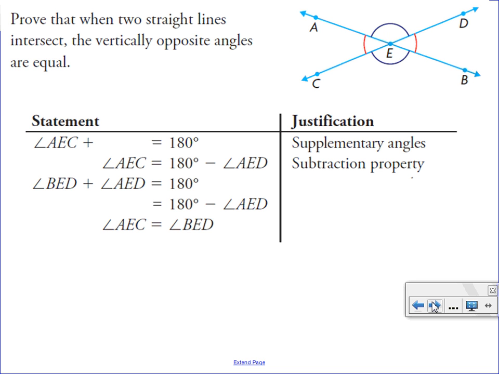There are also deductive proofs involving geometry, and this is an example of proving that when two straight lines intersect, the vertically opposite angles will be equal. So when we look at this situation right here, we have a proof that's called a two-column proof. We have one side statements, the other side's justification. We have some angles involved. Angle AEC is right here, and angle AED is right here. We know they make a straight line, so they add to 180.